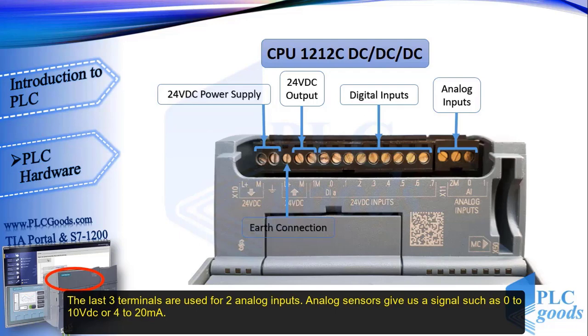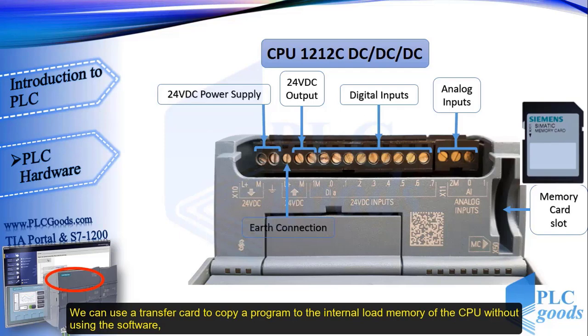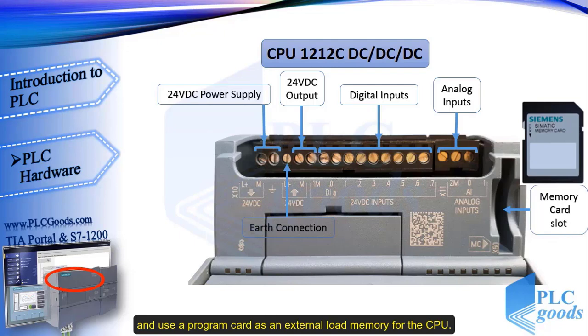Analog sensors give us a signal such as 0 to 10 volt VDC or 4 to 20 milliamps. Finally, we need to use a memory card, which can either be a transfer card or a program card. We can use a transfer card to copy a program to the internal load memory of the CPU without using the software, and use a program card as an external load memory for the CPU.